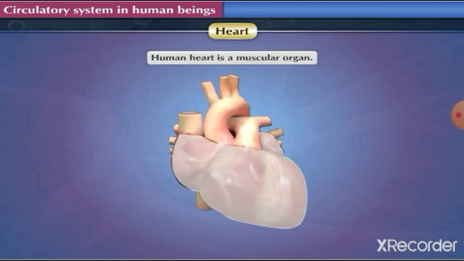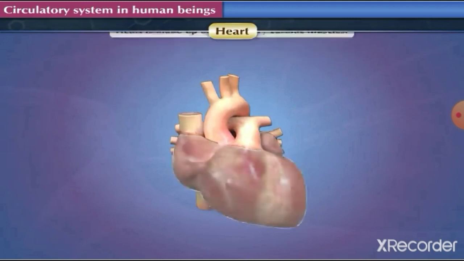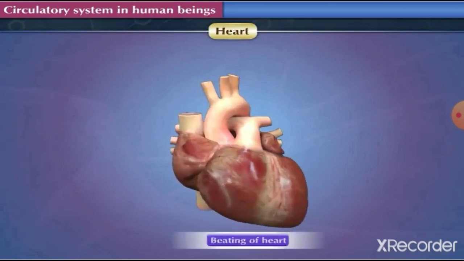Human heart is a muscular organ. It is made up of involuntary cardiac muscles. These muscles contract and relax with a definite rhythm. This is called beating of heart.